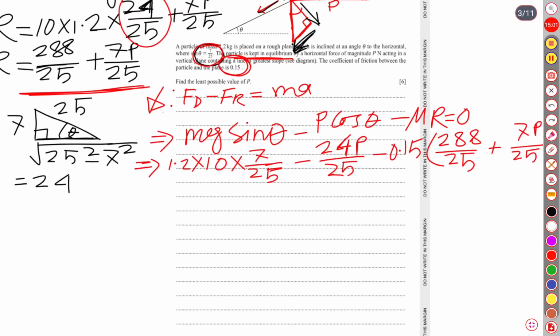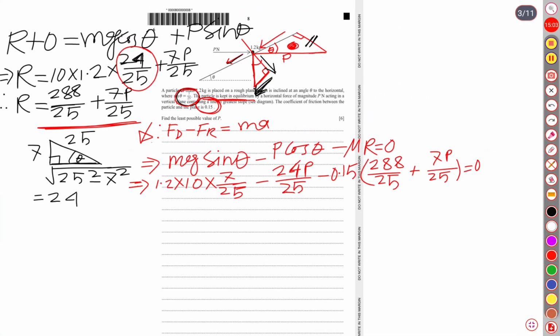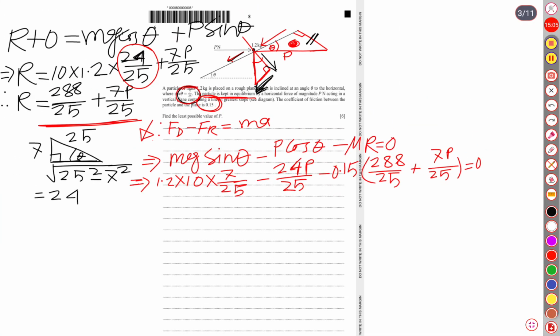Then let's do the calculation. What are we going to get? It is going to be 10 into 1.2, that is 12. 7 12s are 84, so 84 over 25, minus 24P over 25, minus, if we multiply 288 by 0.15, it is going to be 43.2.